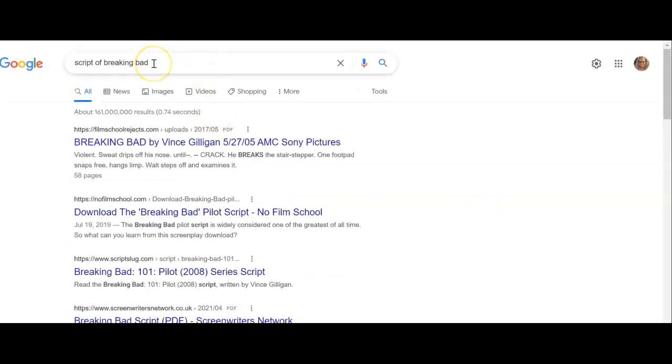If I'm going to be writing about Breaking Bad, the episodic series, then I simply type in script, because there won't be a definitive or alternative. There's only going to be a definitive, because Breaking Bad is a current thing. It's not like a classic piece of literature like Hamlet. So there it is. There's the pilot script.